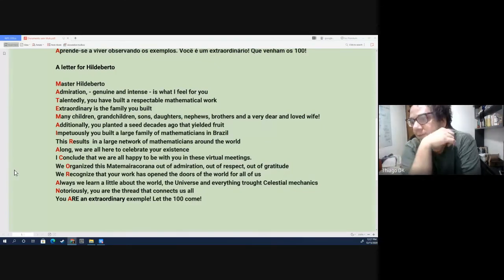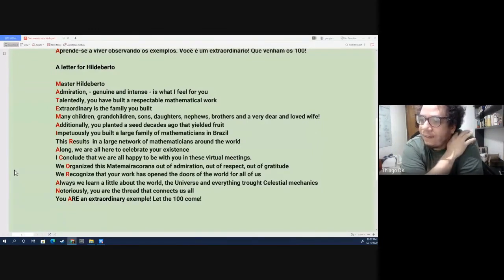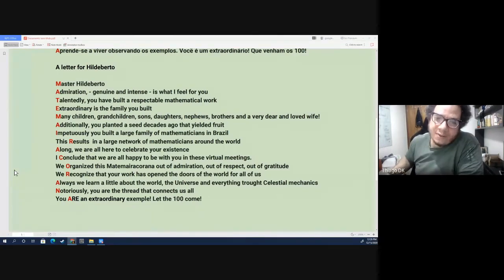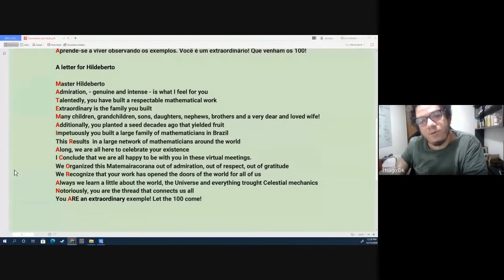I'm very grateful for the existence of Hildeberto in Brazil. He started a big family, and then in each continent there is a friend of Hildeberto who works with celestial mechanics. I am very happy to be part of this group and, in a certain sense, a son of Hildeberto. In Brazil, in celestial mechanics, we are all children of Hildeberto. We are a big family. Hildeberto is a grandson, academic grandson. I'm very happy to be here.